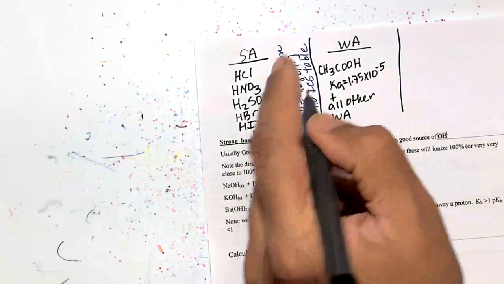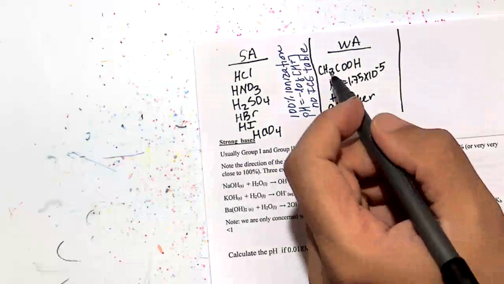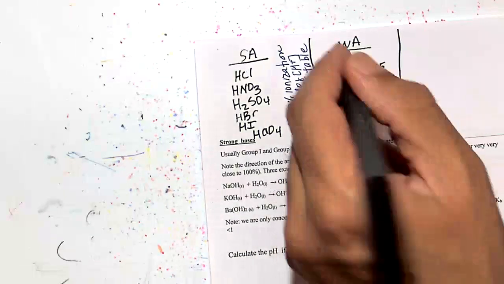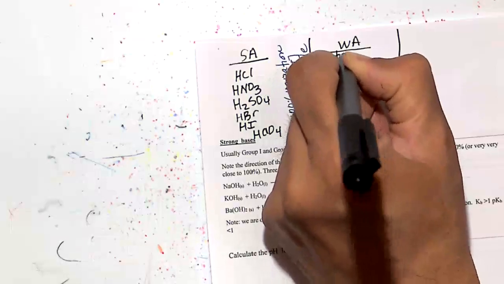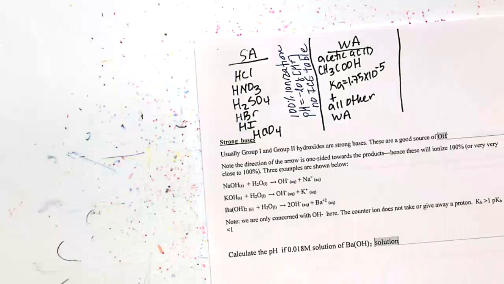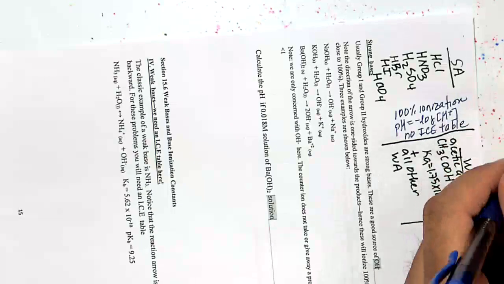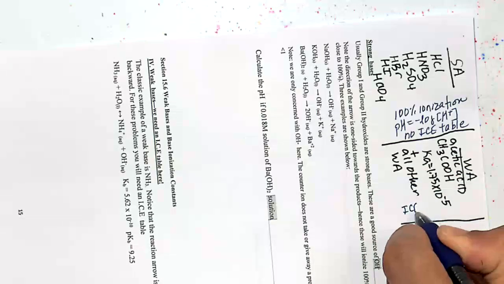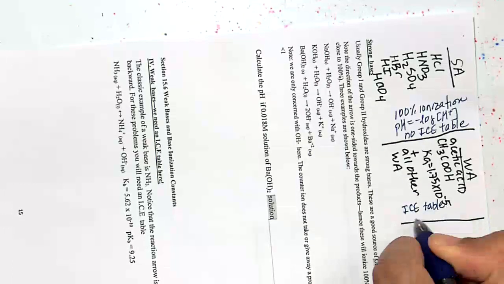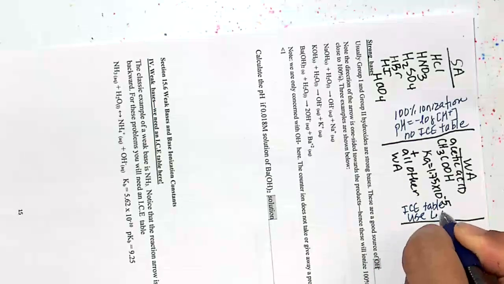I'll put here plus all other weak acids because it's an entire list. I'm just giving you a classic example, acetic acid. What do we know about weak acids? What should we do? Use an ice table, and we can use the low ionization assumption, LIA, less than 5%. So these are our weak acids.